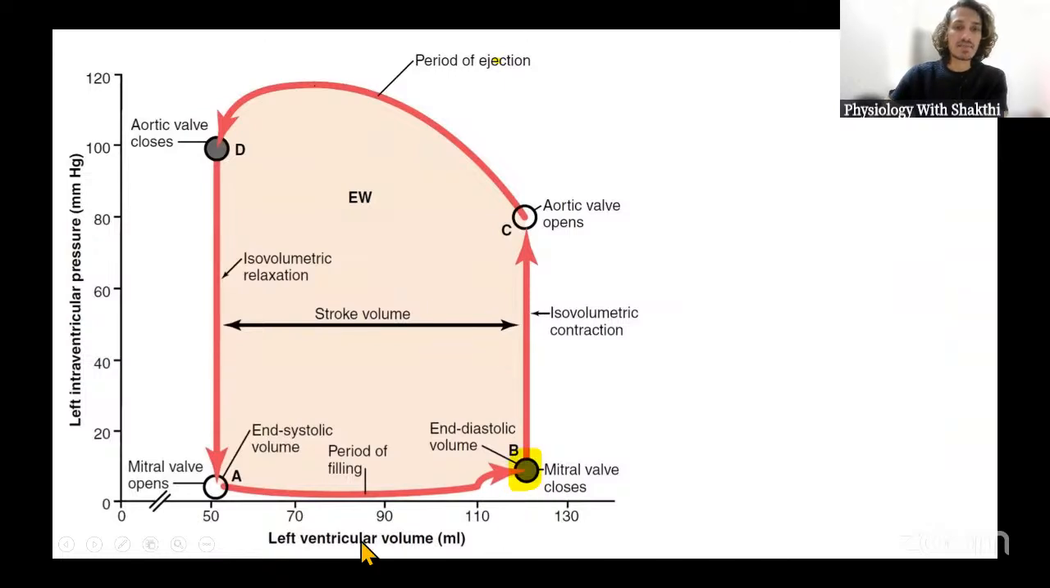On the x-axis we have the volume and on the y-axis we have the pressure. What we're going to see here is at the end of your diastole, at this point, your mitral valve closes. The semilunar valves are also closed. Since both are closed, the pressure builds up inside. That is your isovolumetric contraction. The mitral valve closes, the semilunar valves are already closed, and now that starts an isovolumetric contraction because the volume does not change. What will happen? The pressure increases. This closure of the mitral valve is your first heart sound. Then isovolumetric contraction happens.